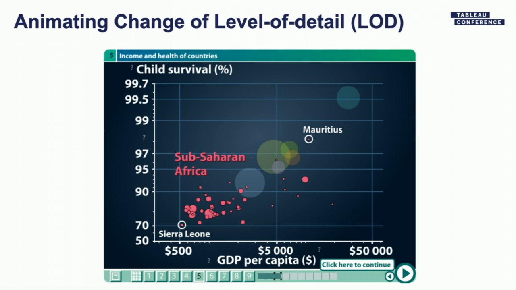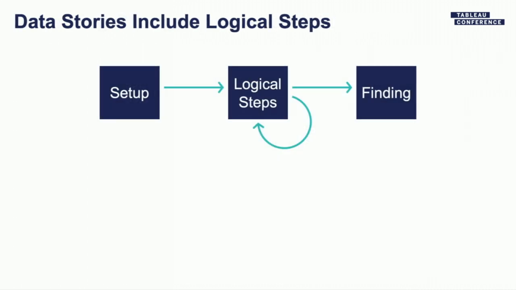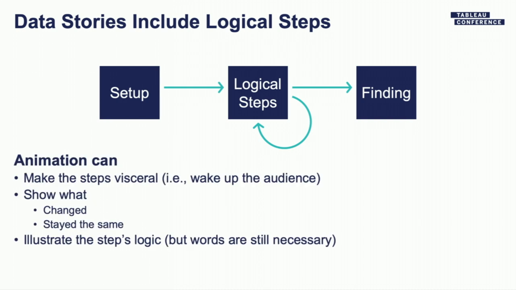And so the key insight that you get from this particular example is that data stories include logical steps. In other words, there's a setup phase in a data story, a sequence of logical steps that typically leads to a finding. And a typical logical step could be a level of detail change, or adding a country filter in. And animation is really effective for explaining those logical steps. At a minimum, it can just wake up the audience, right? But it can also make a step visceral for the audience.